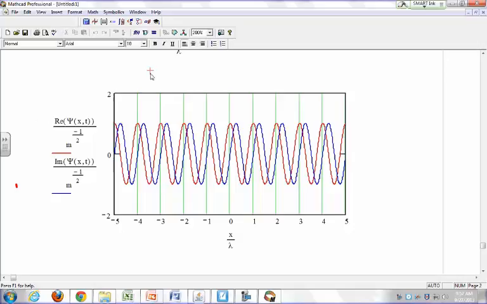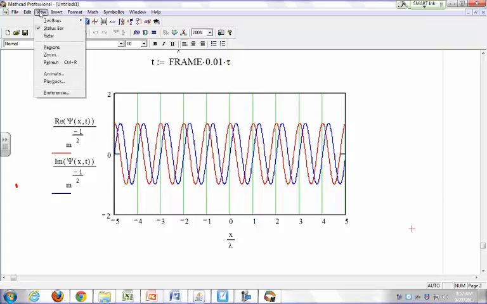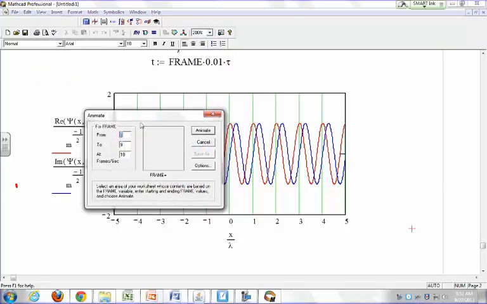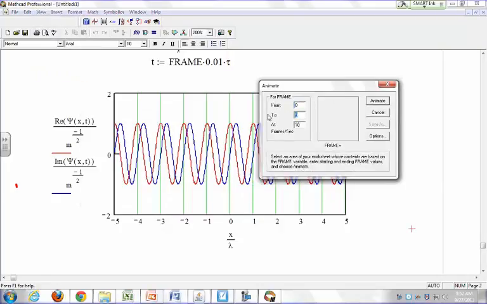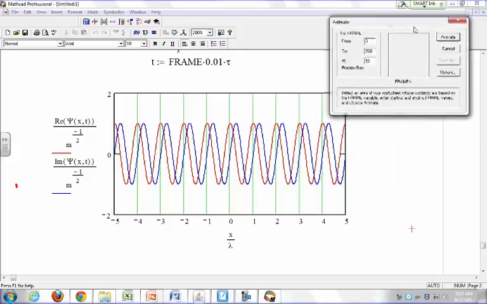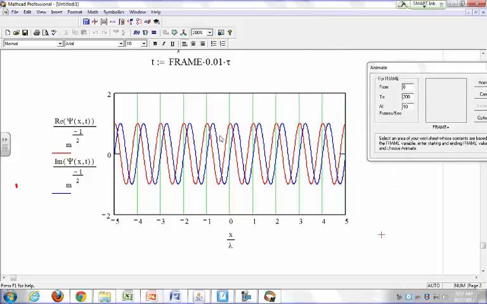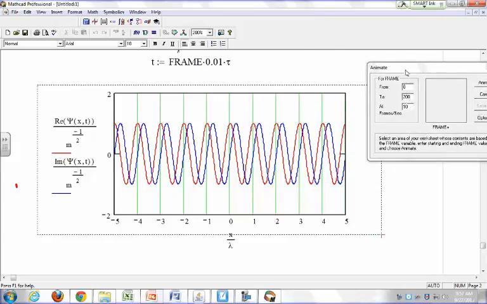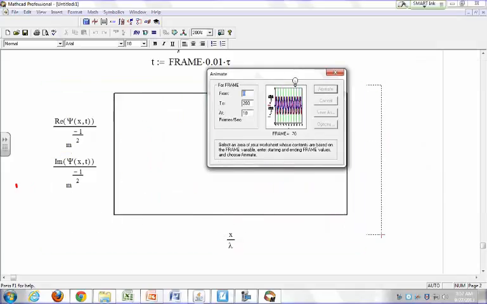And so this time I'm going to animate this. So I'm going to say t equals frame times 0.01 times tau. Okay, so if I do 100 frames, I'm going to go through 1 cycle, right? So this wave's going to travel through cycles. So I'm going to do 200 frames for this. So view, animate. I'm going to do 200 frames at 10 frames per second. Highlight this. And hit animate.